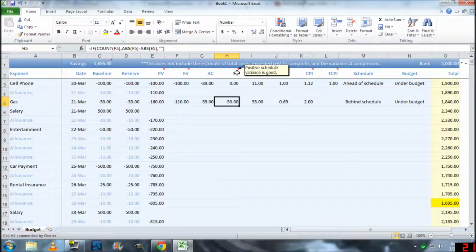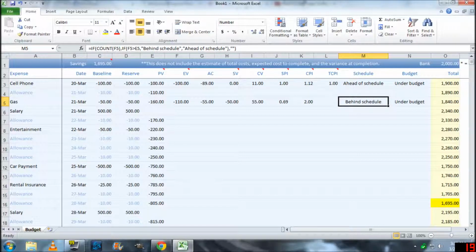As you can see, I made a note here: positive schedule variance is good. If it's negative, that means it's bad. Under schedule variance, it means you're behind schedule. I also made a little formula here that calculates if it's behind schedule or ahead of schedule. Basically, the schedule variance is telling us you're behind schedule. You're supposed to be using money for your gas, and you didn't do it for today.